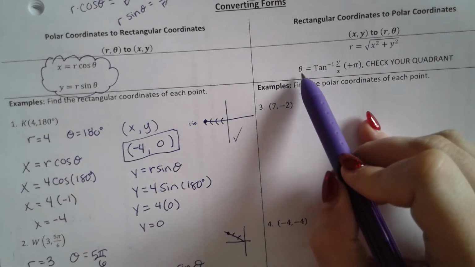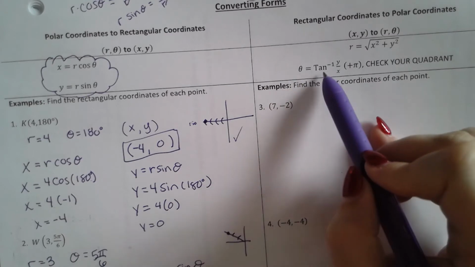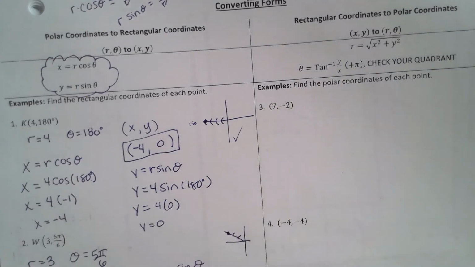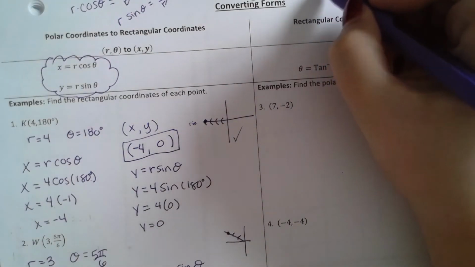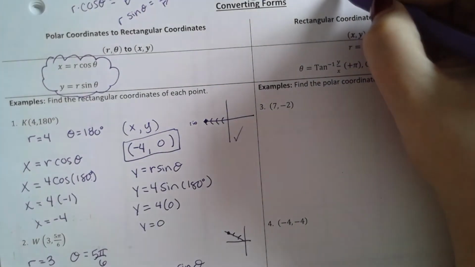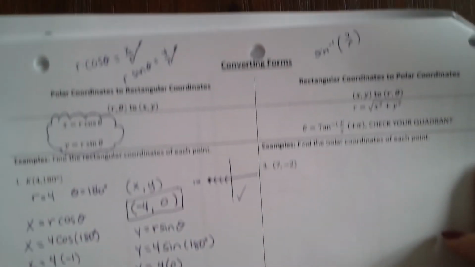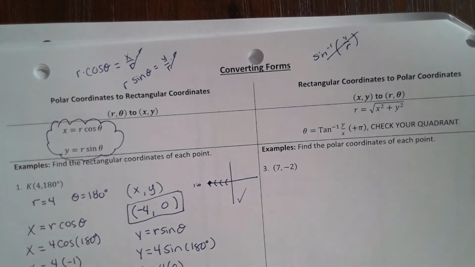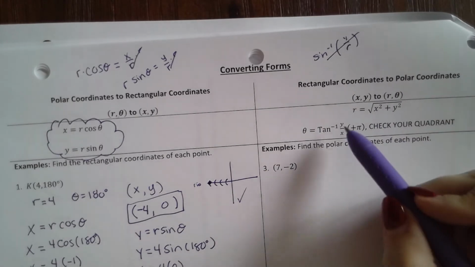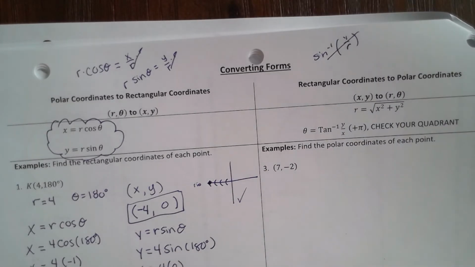Okay, we've also, one of them that we know is theta equals tangent inverse of y over x. So we don't want to use sine inverse, let's say, because sine inverse would be y over r. And we don't want to use r, we want to use x and y. So the only one that uses x and y is tangent.